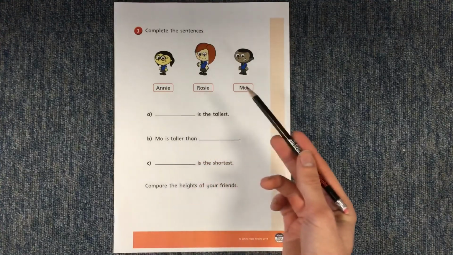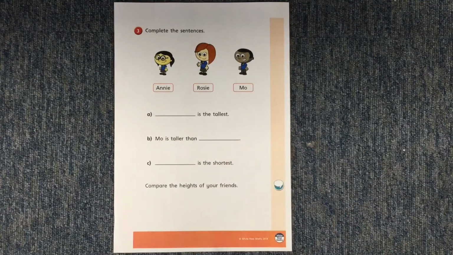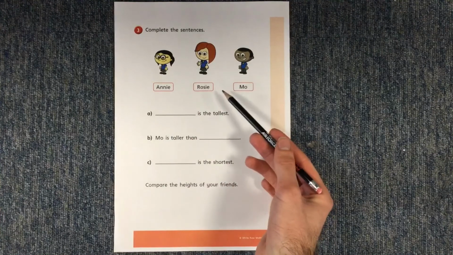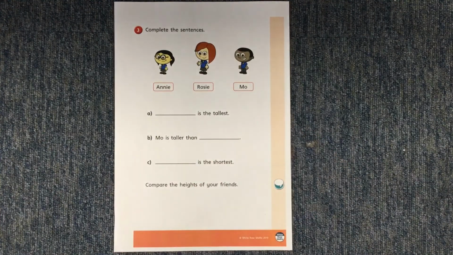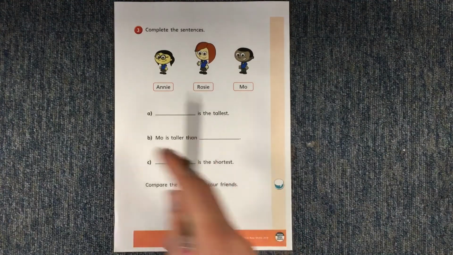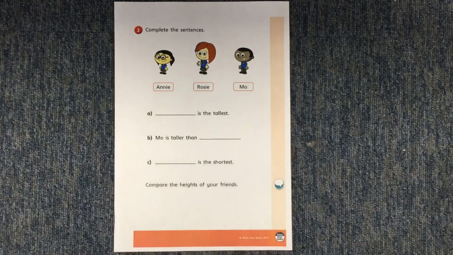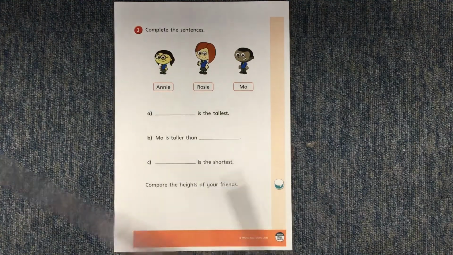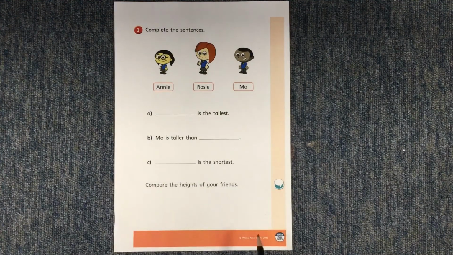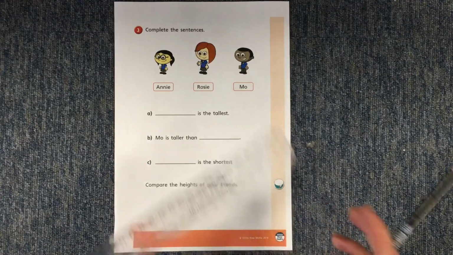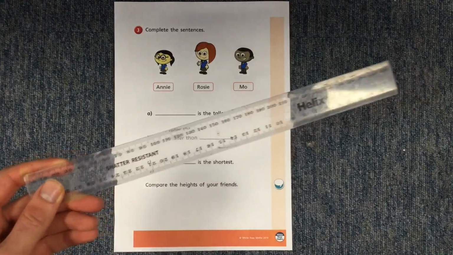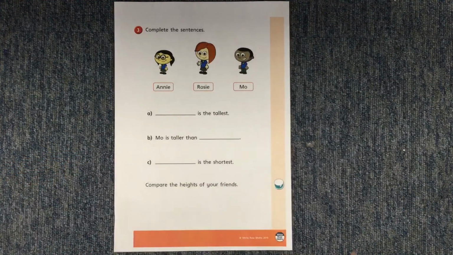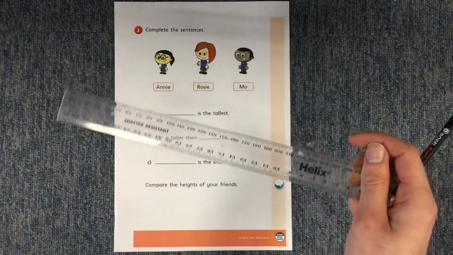As you can see, we have some sentences that we need to fill in the missing name, and we have some children here who we are going to compare the heights of. We have Annie, Rosie and Mo, but as you can see their heights are very similar. Just by looking at it with my eyes, it's very hard to tell who is the tallest and who is the shortest. So I'm going to show you what you can do on your piece of paper to help you compare the heights. I have a ruler here which is going to help me with my job. Now it doesn't matter what ruler you have because we're not actually using the measurements. Really anything with a straight line would work for this activity.